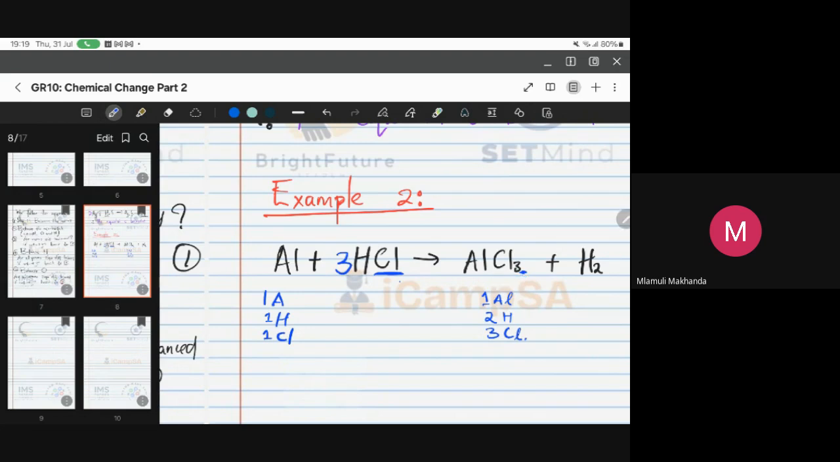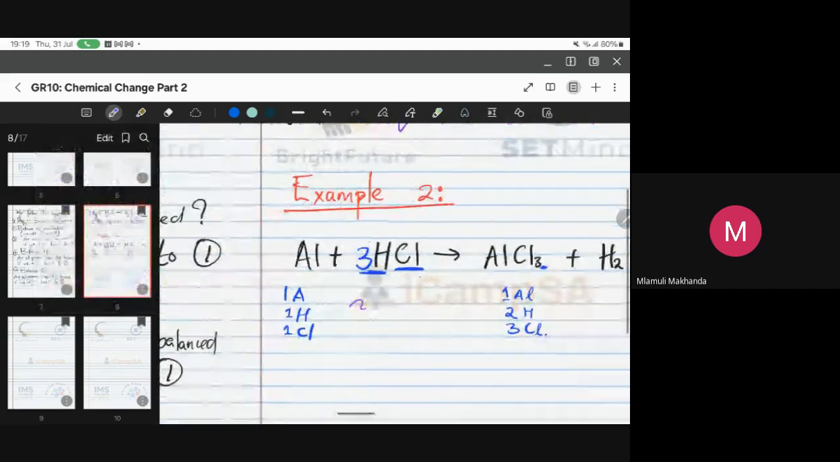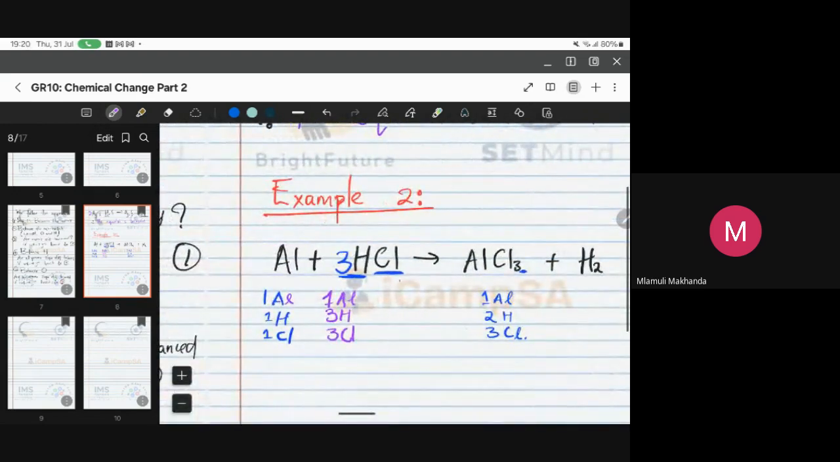Now we have 3 chlorine atoms here and 3 chlorine atoms this side. But this means we now also have 3 hydrogen atoms on the reactant. Let's write it. Means now the updated version is 3H here. We still have 1 Al here. And we now have 3 Cl. Okay, let's update this side as well. This side is still the same. The products are still fine.